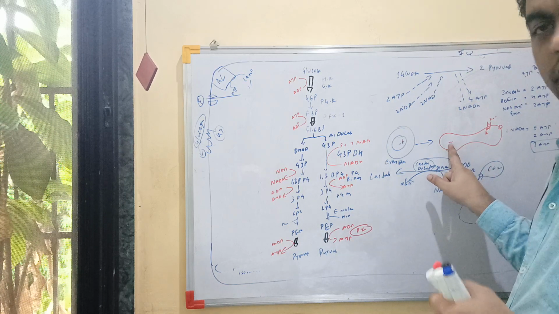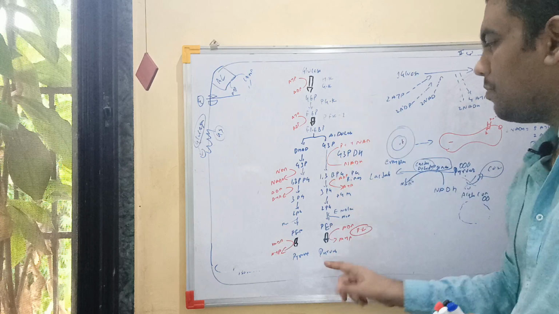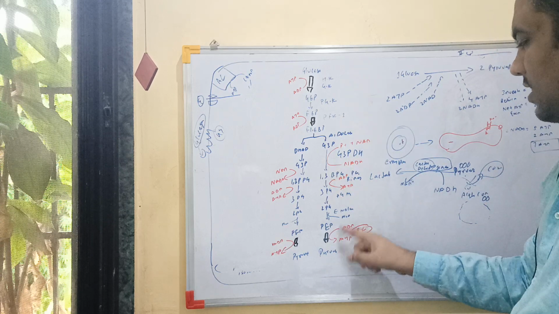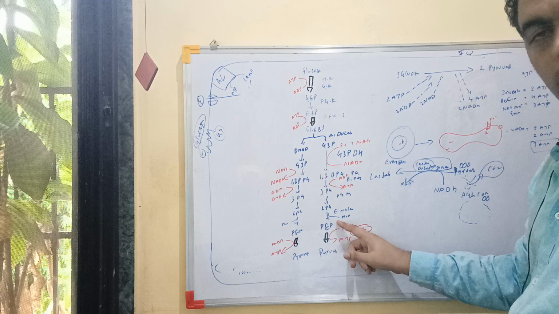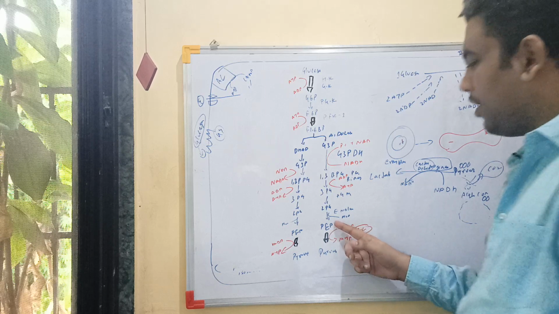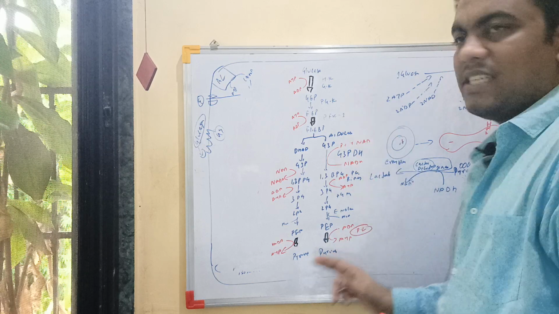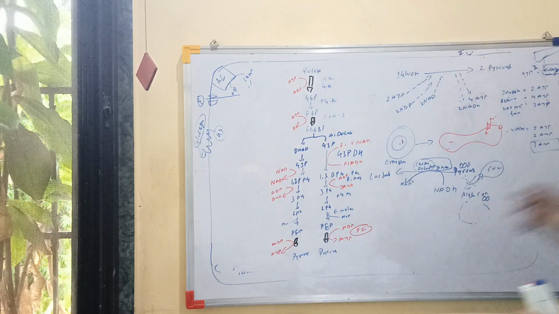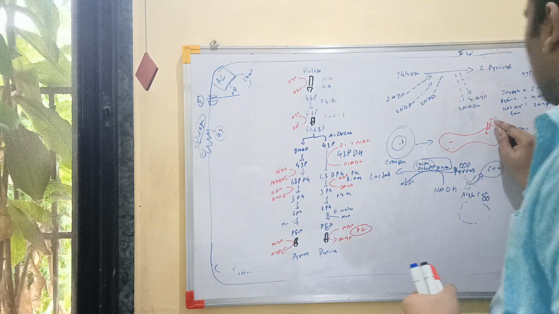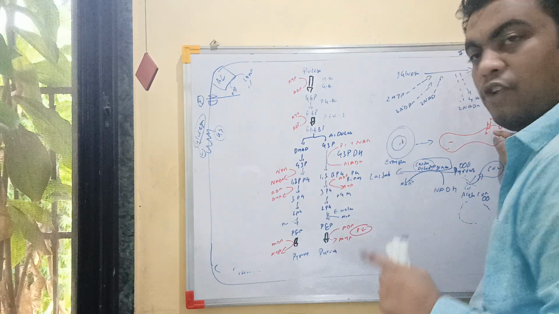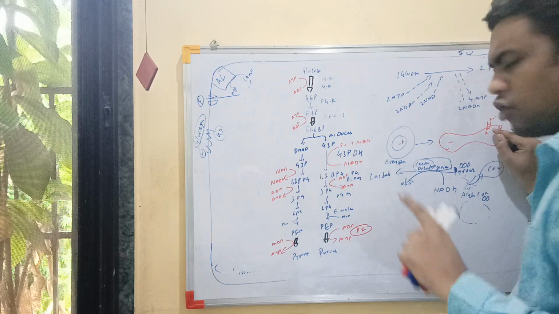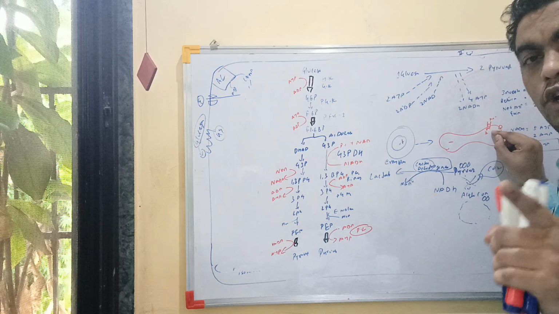So if it is mutated, the energy will not be made. Why? Because this step will not go: phosphoenolpyruvate will not be converted into pyruvate. That's why glycolysis will somehow stop. If ATP is less made, sodium potassium ATPases will not work.